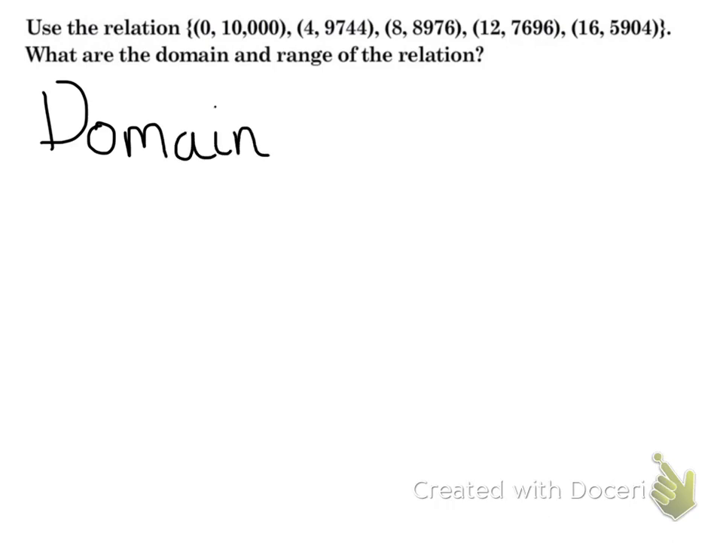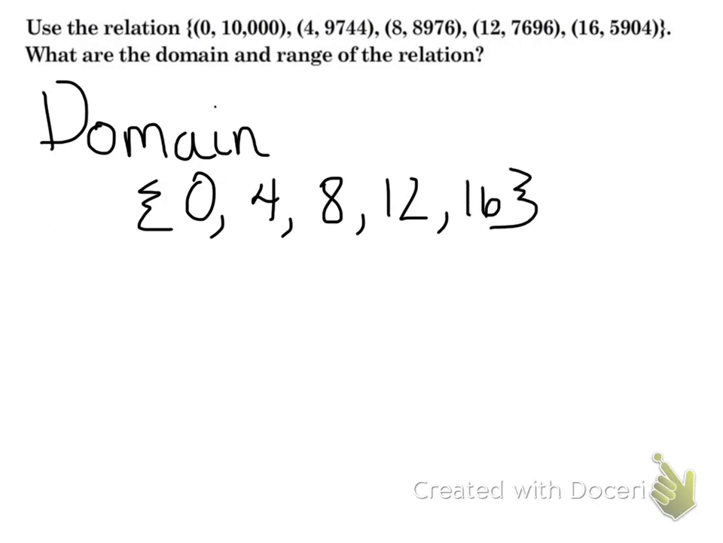are my x values. So I'm going to set my set brackets, and then I'm going to list my x values in order from least to greatest. 0, 4, 8, 12, and 16. And then I close my set brackets. Now I'm going to do the same thing, except with my y values, and that is my range. Your range are your y values, and your domain are your x values.